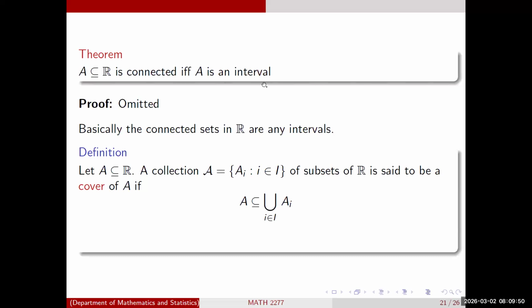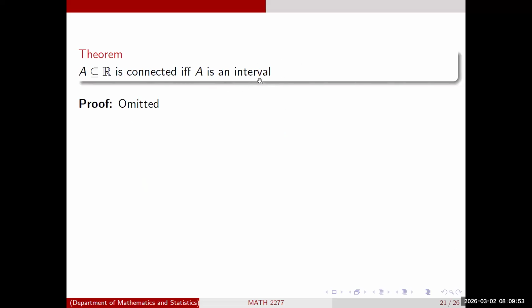Notice that the theorem doesn't tell you what type of intervals. It could be an open interval, closed interval, half open, half closed interval, or unbounded intervals. In fact, the interval minus infinity to infinity is connected. And if you're wondering what the interval minus infinity to infinity is, that's an open interval. That's the real numbers. So the real numbers themselves are connected, because you can write the real numbers as minus infinity to infinity.